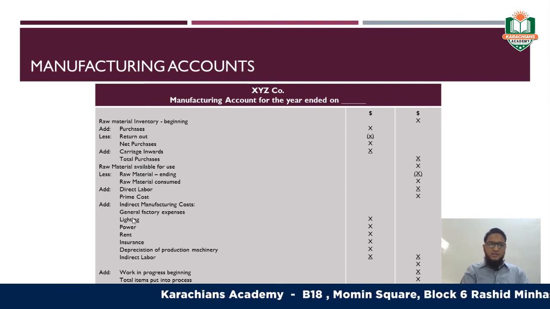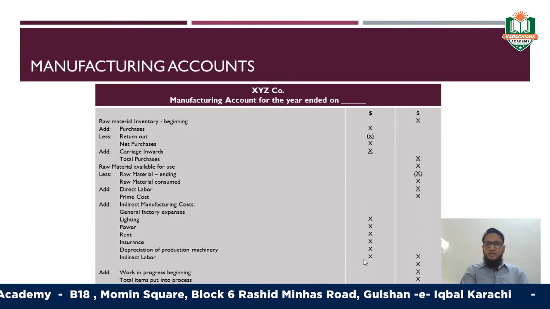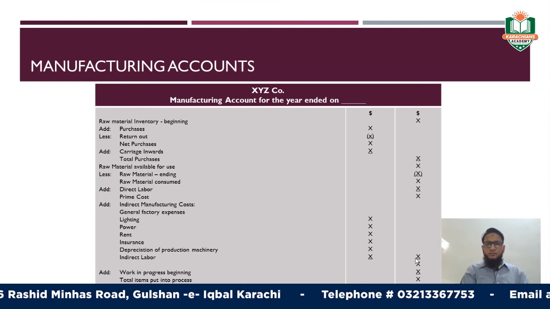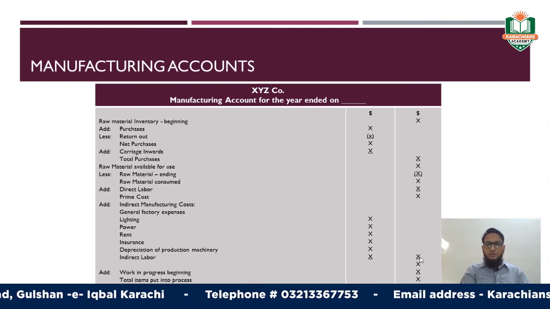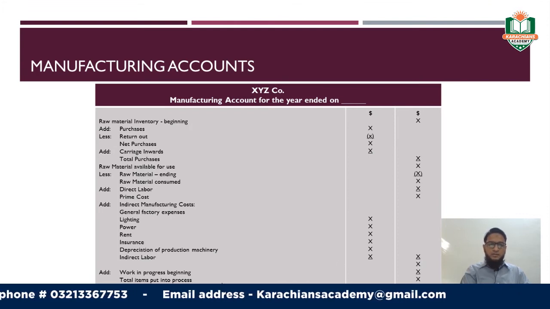What you need to do, list all the indirect costs in the second column and find their total, and write it in the last column just under the prime cost in order to get the total of these costs, right?